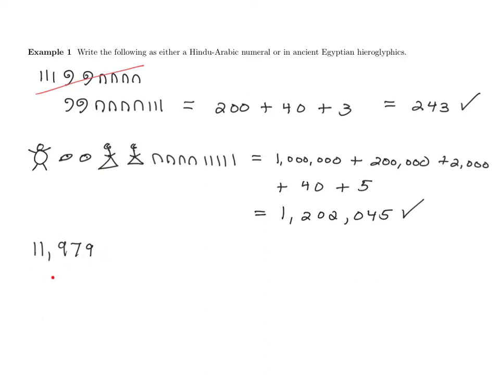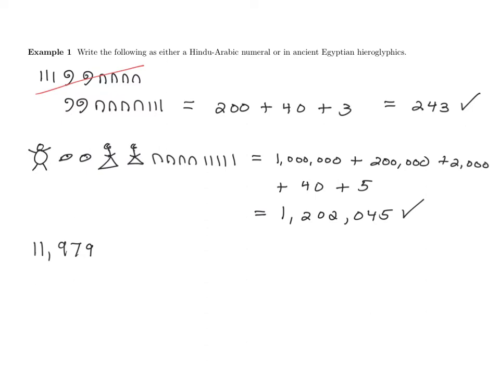Now this one, we're going to go from our base 10 Hindu Arabic into hieroglyphics. So how do we do that? Well, here we have a 1 in the 10,000s place, so I need the symbol for 10,000. Here I have 1 in the thousands place, and I know that this is the symbol here. This is the hundreds, which is the spiral. This is the tens, which is this symbol. And then this is the ones, and therefore we would use dashes.